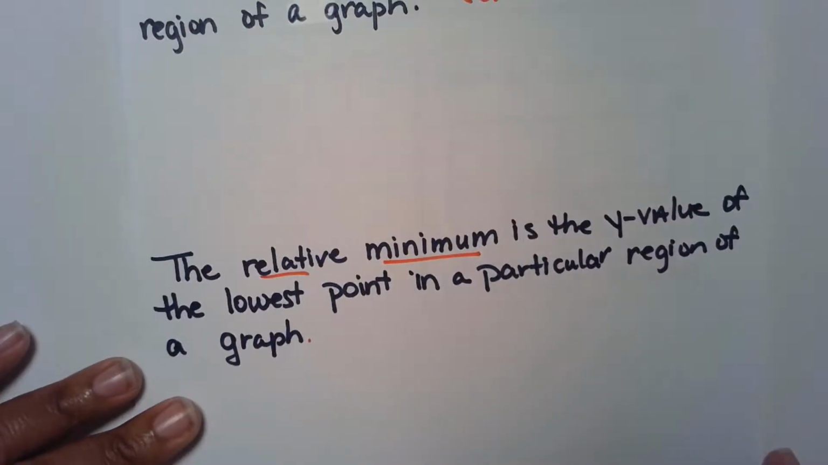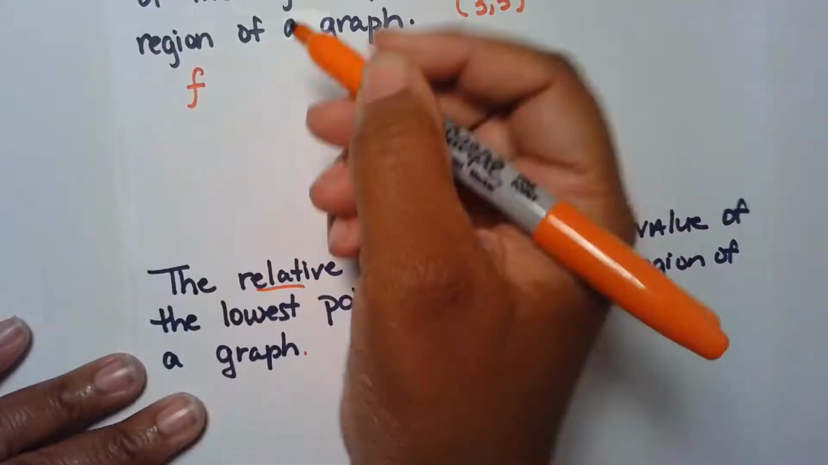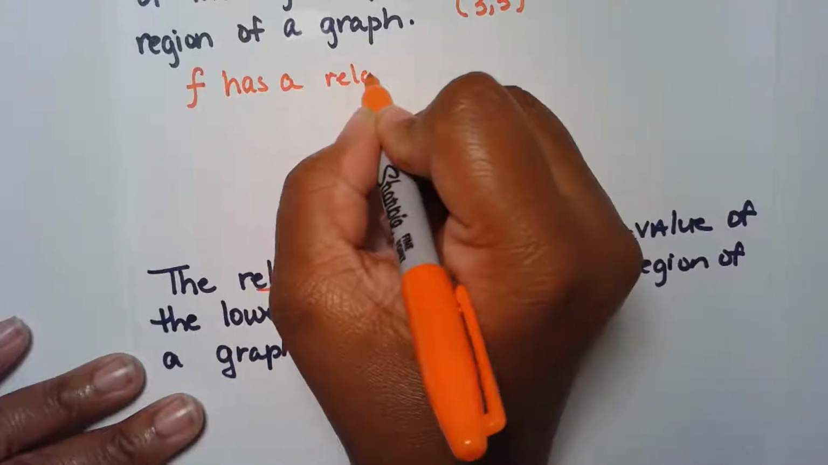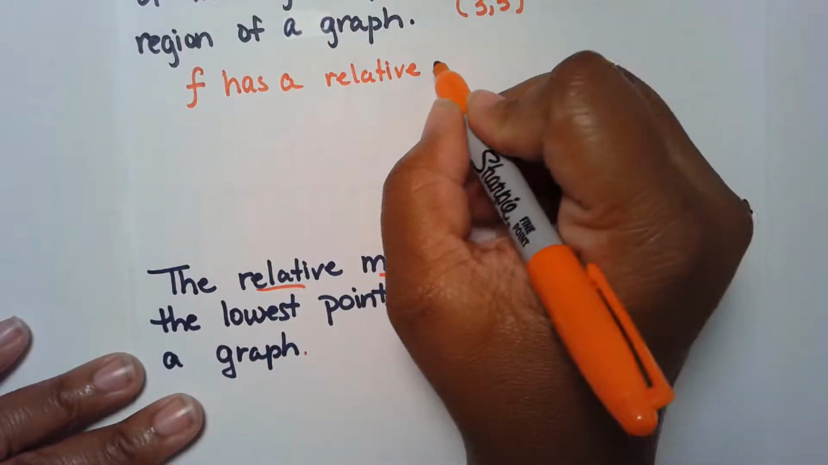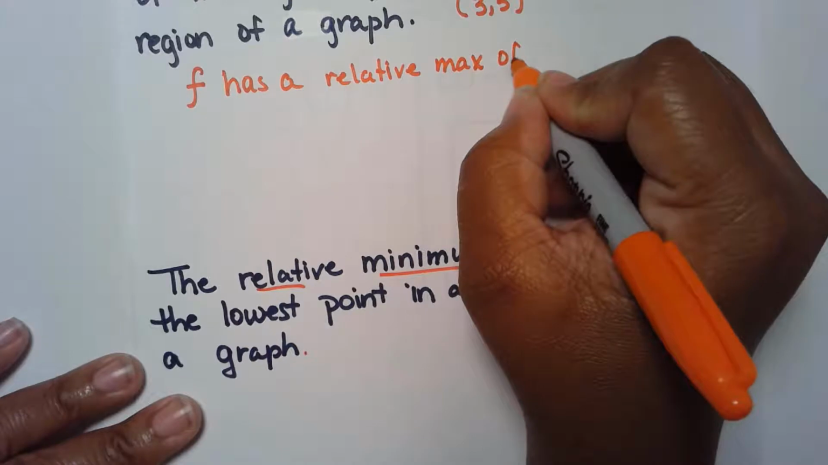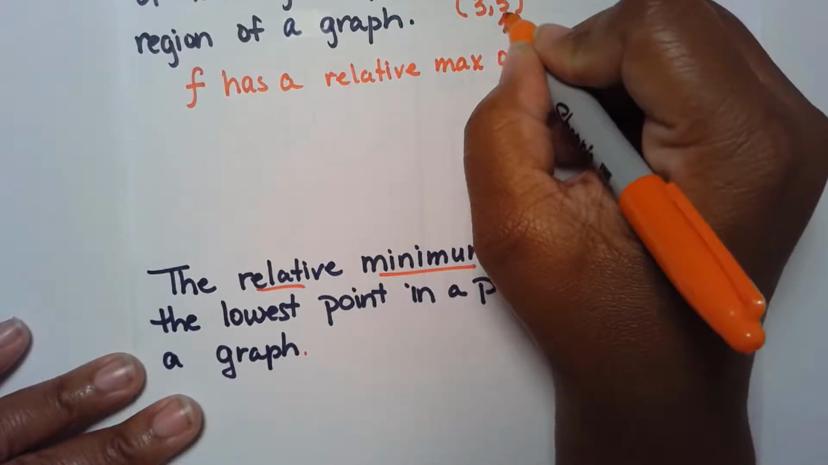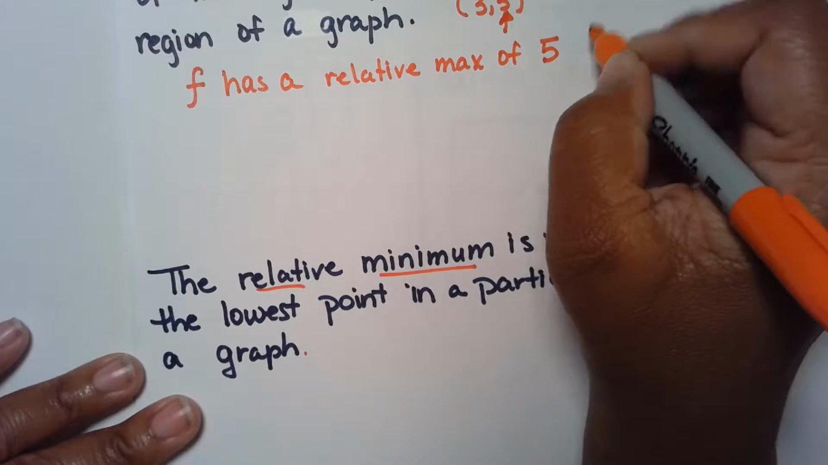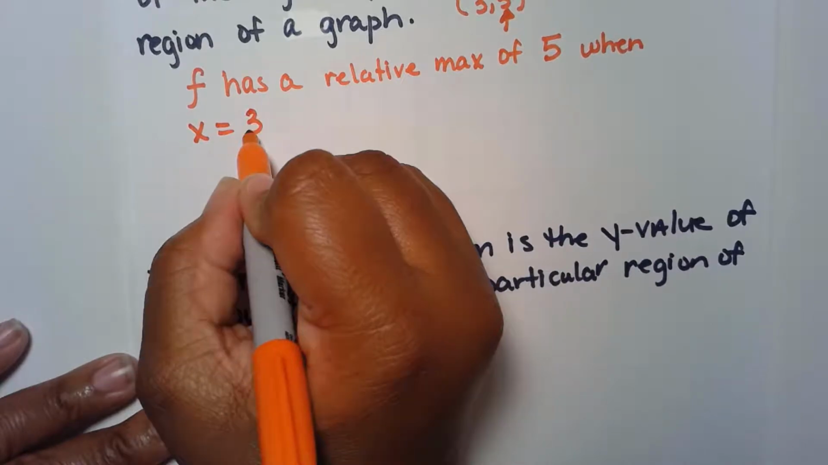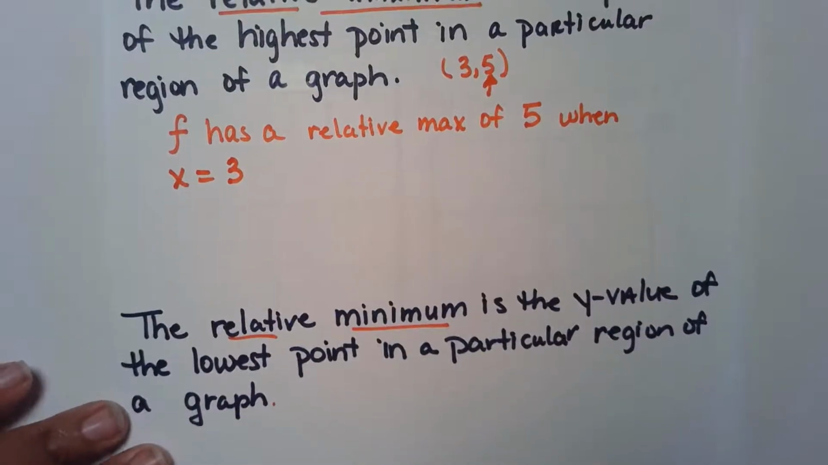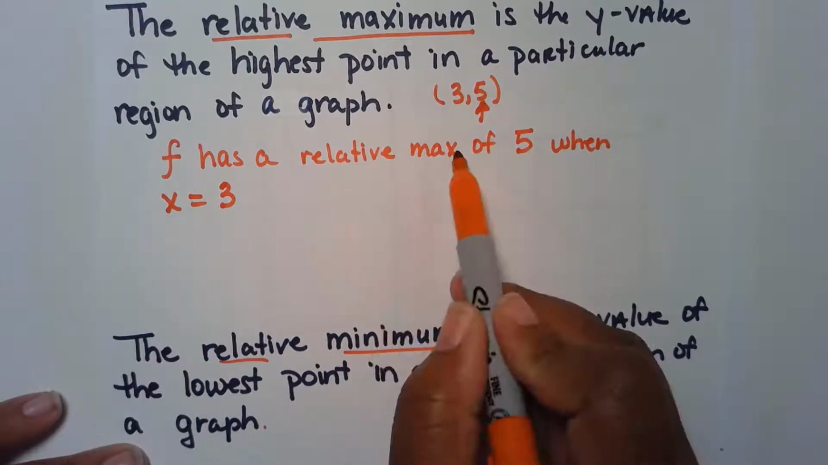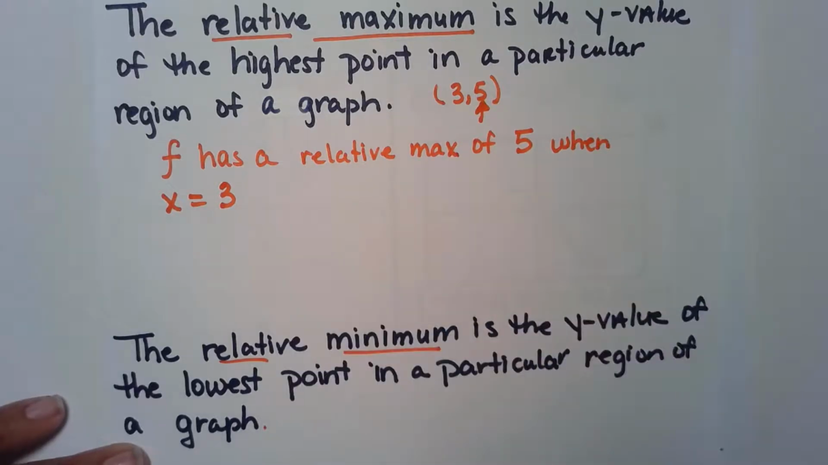It says your function f, what this means, has a relative maximum, or we can say max, of 5. This is your y value when x is equal to 3. That's what this means. That's your highest point of this graph. The relative maximum is 5 when x is 3.